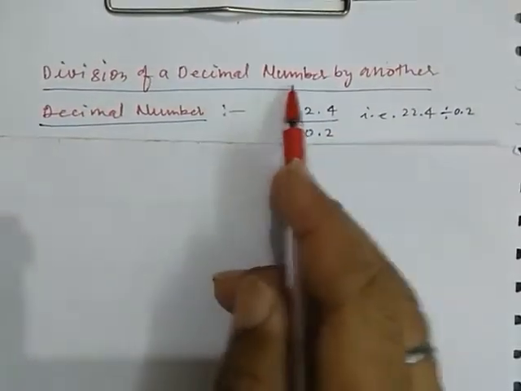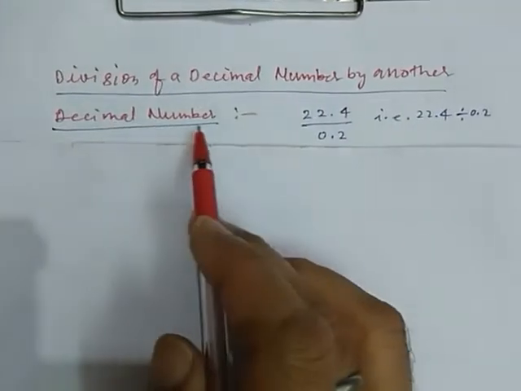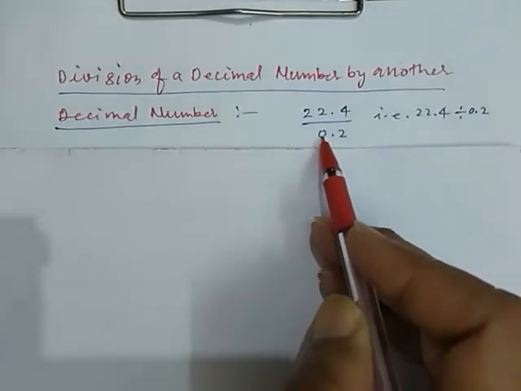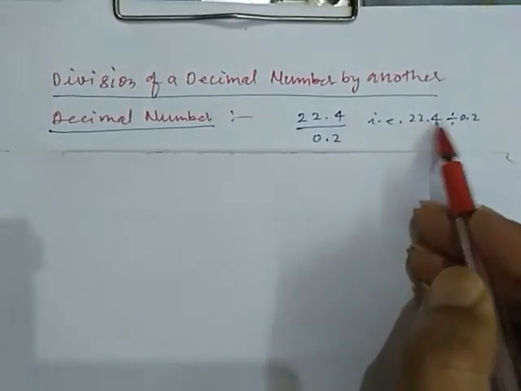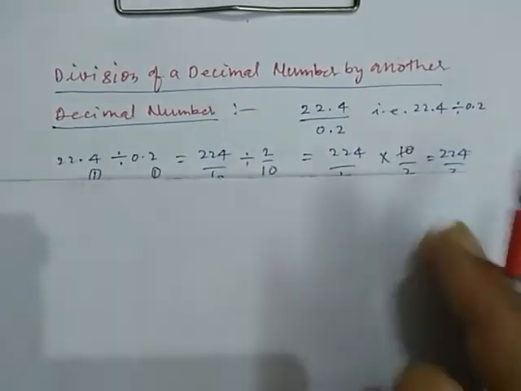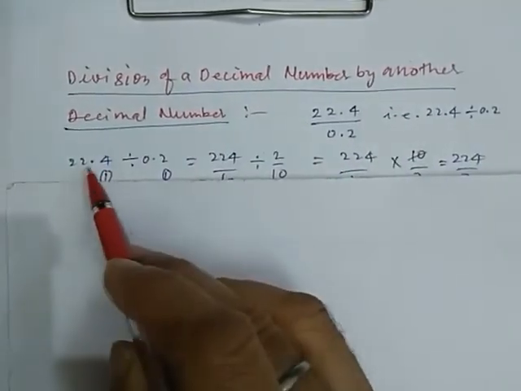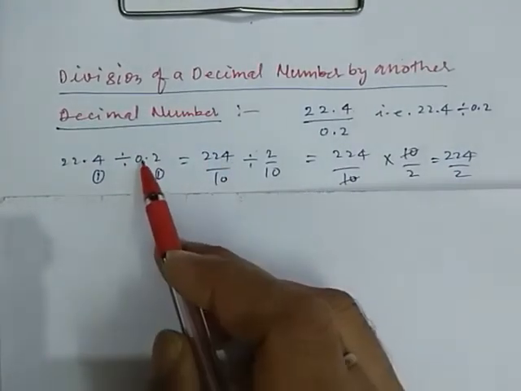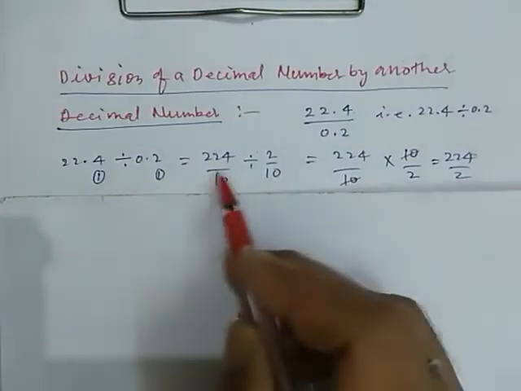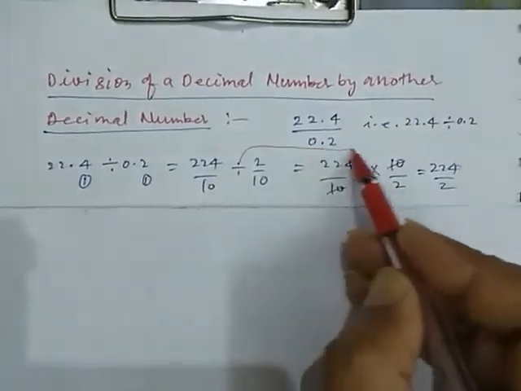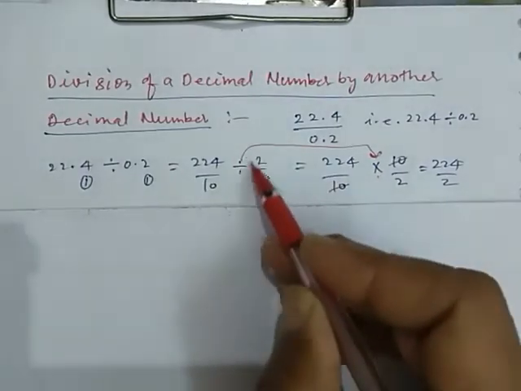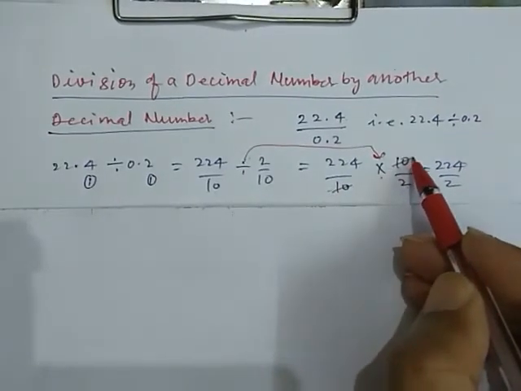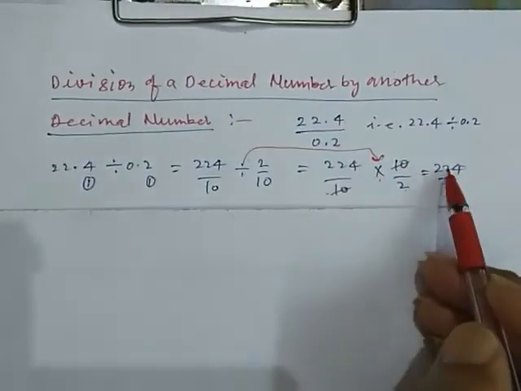Division of a decimal number by another decimal number. Here the decimal number is 22.4 and another decimal number is 0.2, that is 22.4 divided by 0.2. Okay, so what is the meaning of this? First we convert 22.4 as 224 by 10 and 0.2 as 2 by 10. Now convert the division sign into multiplication, so the fraction is inverted. 2 by 10 becomes 10 by 2. 10 is cancelled out by 10 and this is left as 224 by 2.